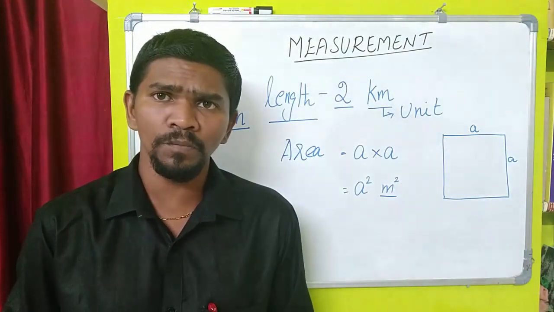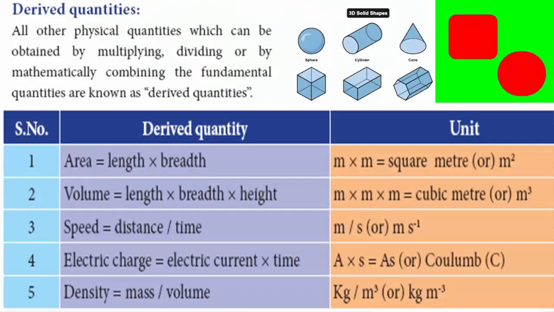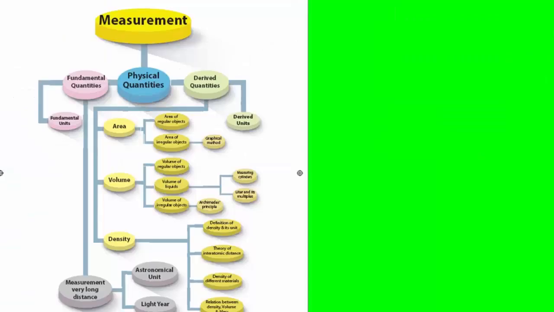Just like that, we have sums for the fundamental and derived quantities. Area is length into breadth, that is m into m, that is meter square. For volume, it is length into breadth into height, that is meter cube. Speed is distance by time, that is m by s, that is m s^-1. Charge is equal to electric current into time, that is A into s, that is coulomb. Next is density, that is mass divided by volume, that is kg divided by meter cube, that is kg m^-3.